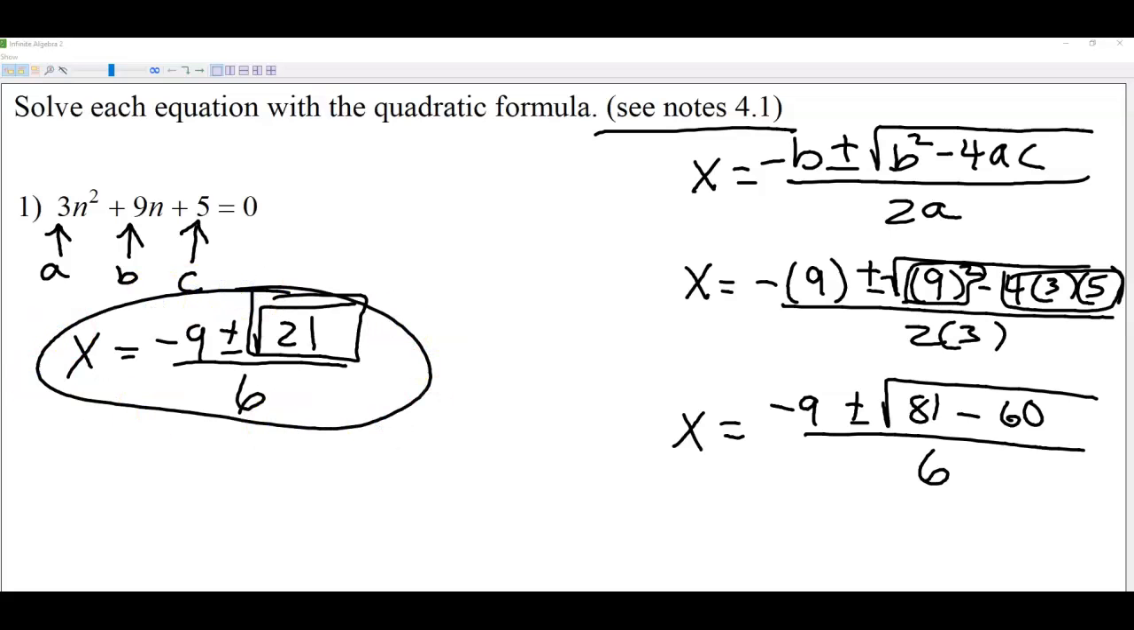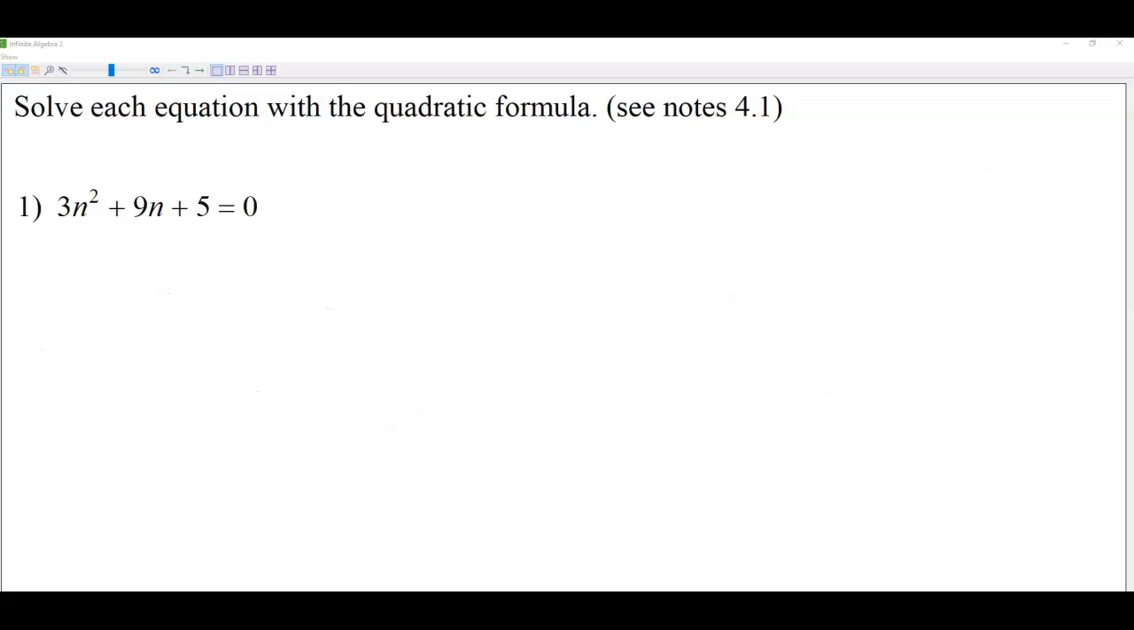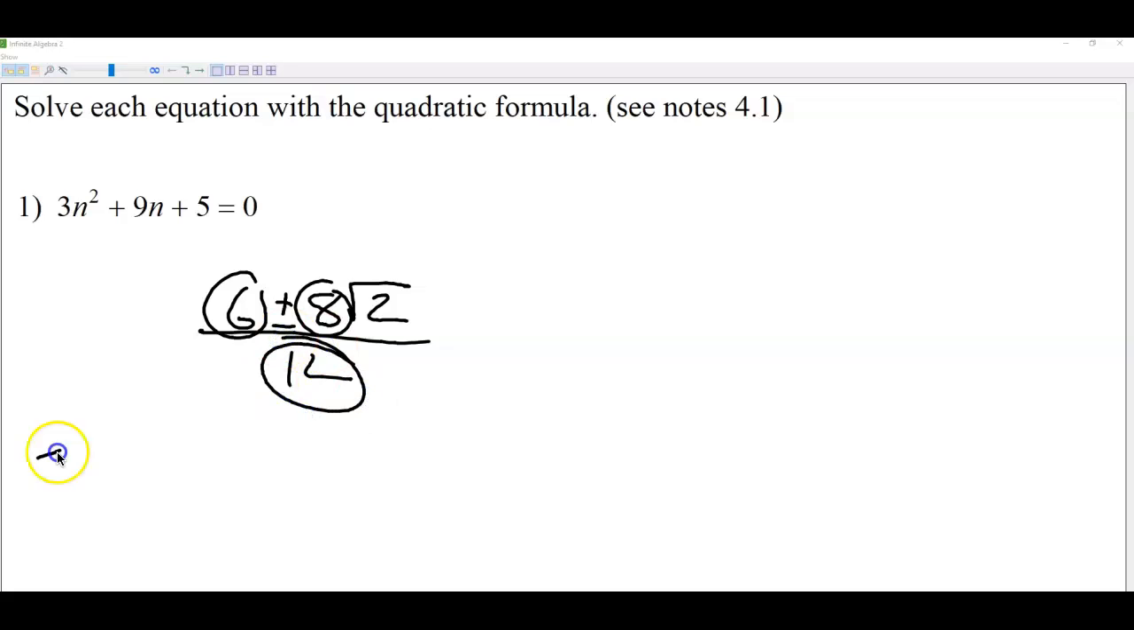But after you break it down, let's say you broke it down and you ended up with something like this instead. Let's say 6 plus or minus 8 square root of 2 over 12, right? Let's just say you had that. Well, in that case, you also need to reduce these 3 numbers, okay? Not the square root, huh?